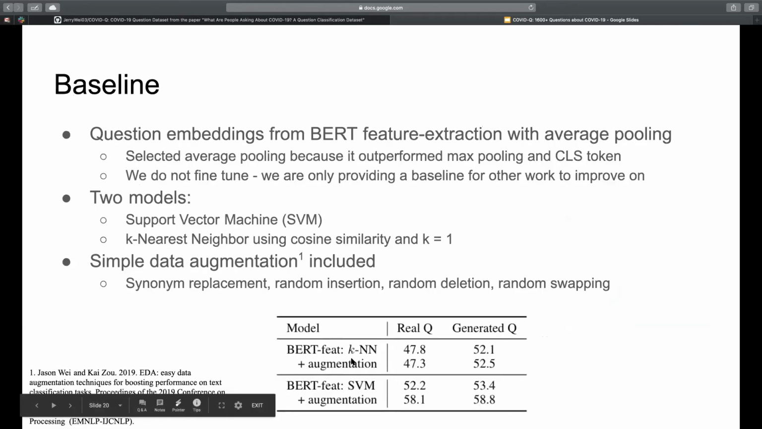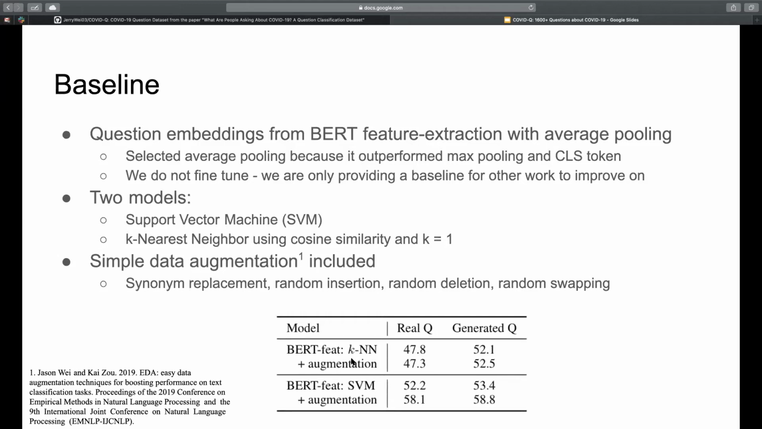For our baseline, we extracted features from BERT to get an embedding for each question. And we used average pooling after comparing it with max pooling and a basic CLS token, and finding that average pooling outperformed both of them. We don't do any fine-tuning because we're only providing a baseline for other work to improve on. So once we have these question embeddings, we use 2 models. First is an SVM, support vector machine, and we also use k-nearest neighbors with cosine similarity and k = 1.